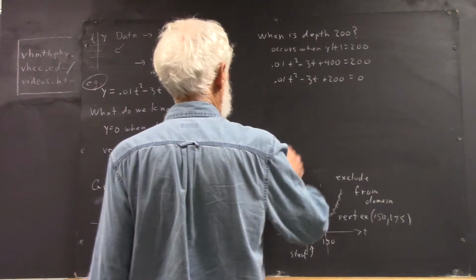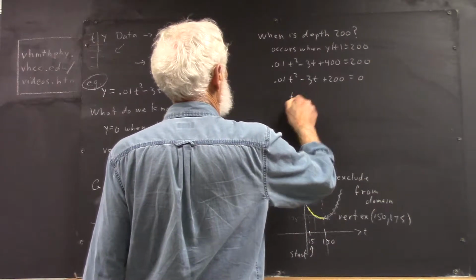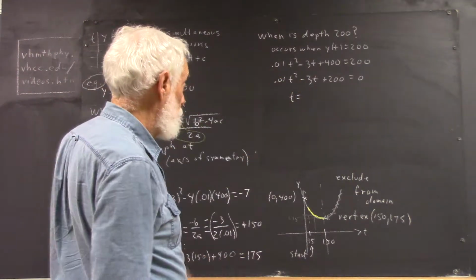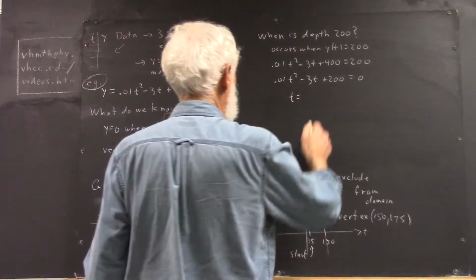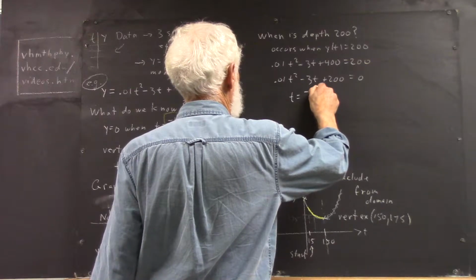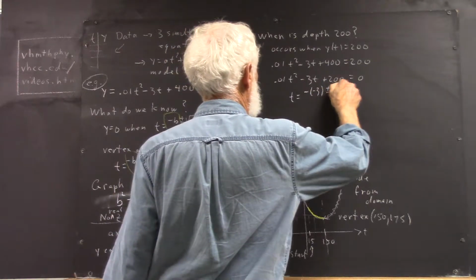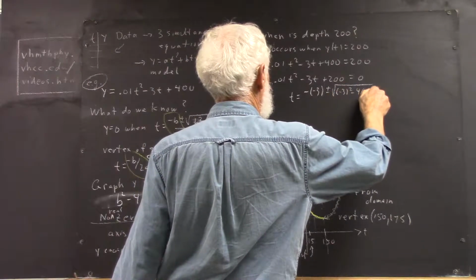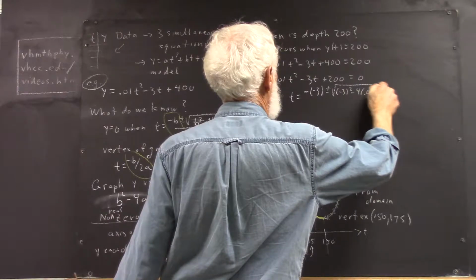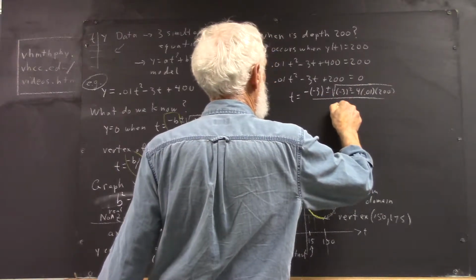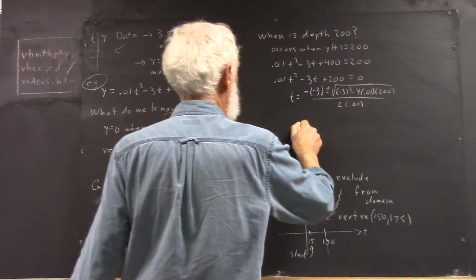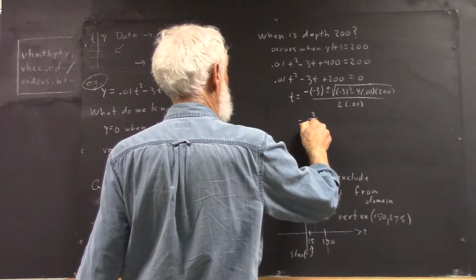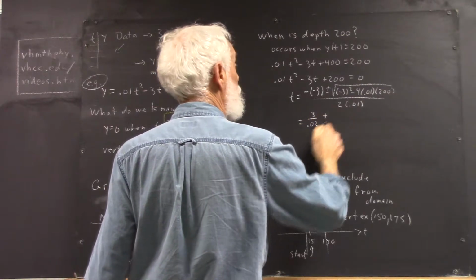But let's see what we got. Okay, so t equals, now I'm not going to write down the quadratic formula, well I've written it down here, and I'm not going to go through the details of that because I think everybody is okay with how that works. We get negative b, which is negative 3, plus or minus the square root of b squared minus 4 times a times c, over 2 times a. Well, this is going to then equal 3 over 0.02 plus or minus.